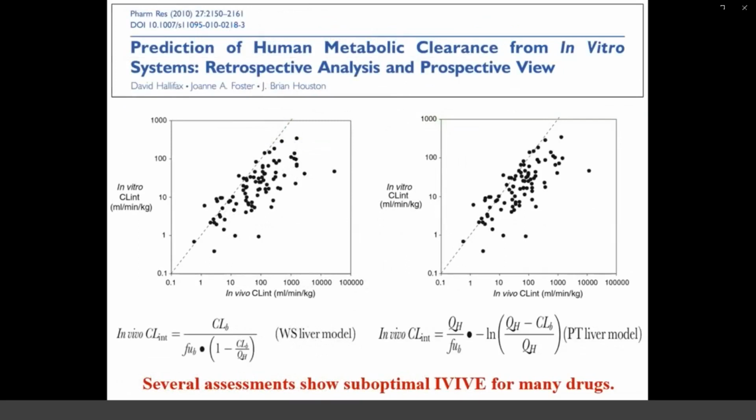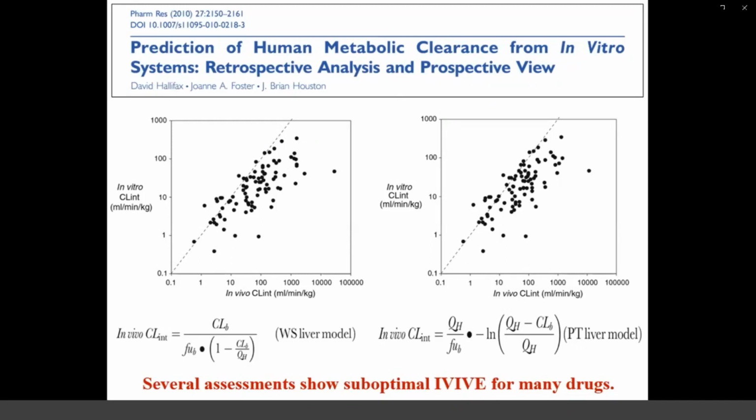Many investigators have examined the applicability of these models for IVIVE. Houston and co-workers looked at a lot of data in humans. In vitro intrinsic clearances were determined in hepatocytes or microsomes. In vivo intrinsic clearances were calculated based on whole body clearance or hepatic clearance. So the equations at the bottom were used. They make the comparisons, and they see generally a good correlation.